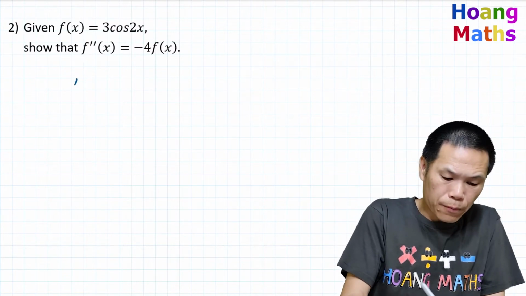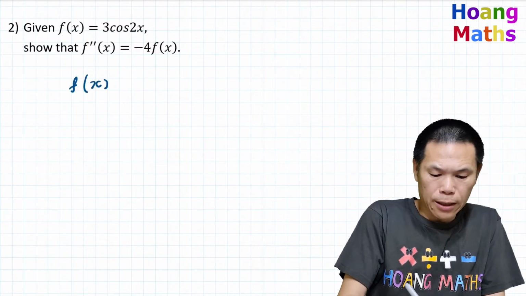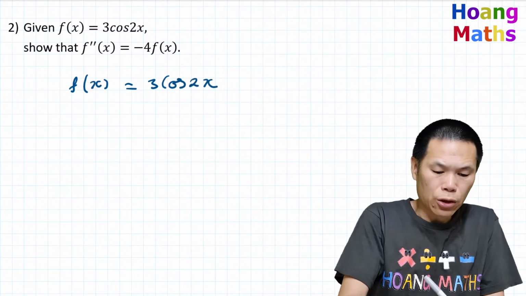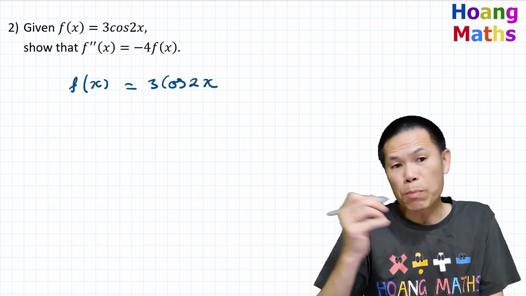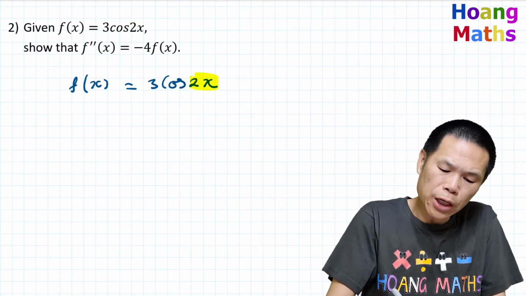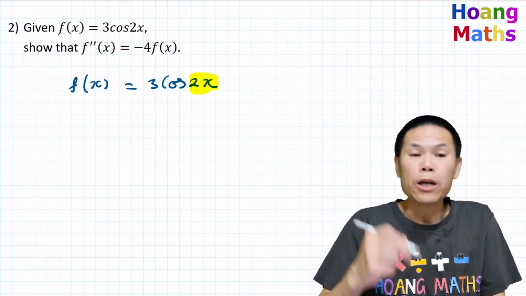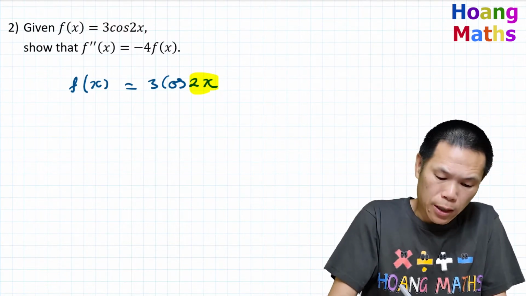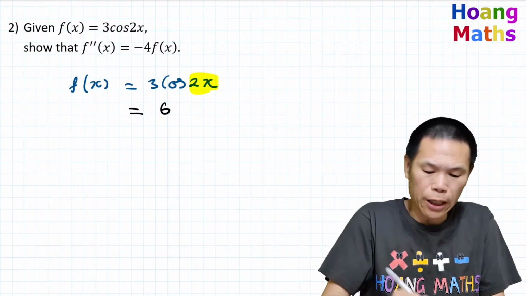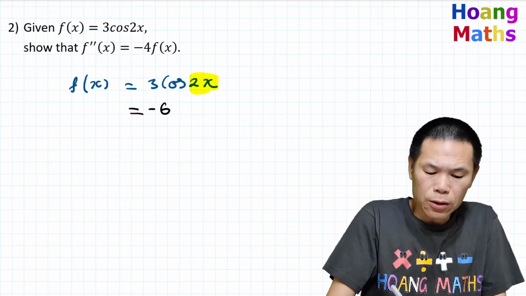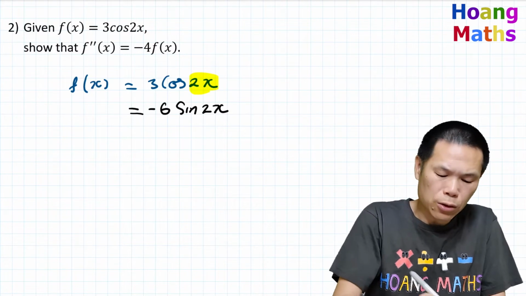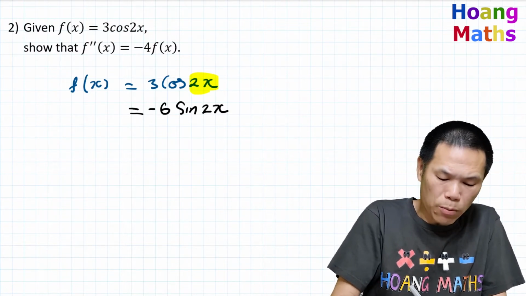So f of x is equal to 3 cos of 2x. To differentiate this, we use the power angle trick. So there's no power, we ignore. We differentiate the angle, gives me 2. So therefore 2 times 3 is 6. And then differentiate cos, gives you negative sine. So we just put that in front. So negative 6 sine of 2x.